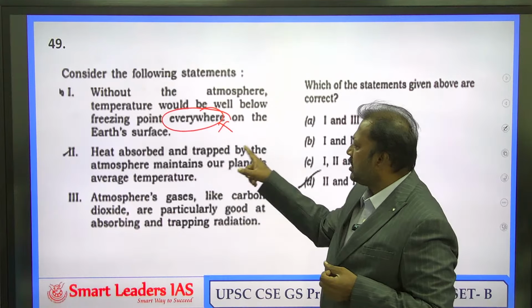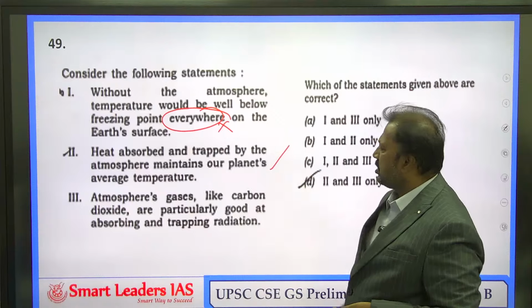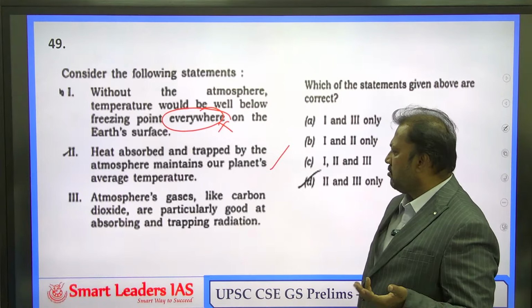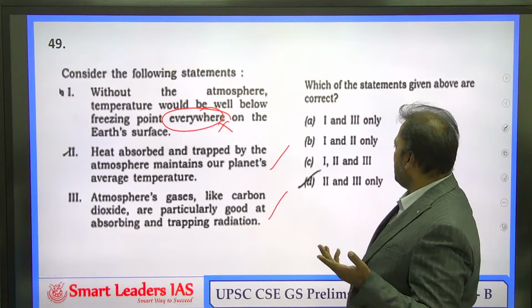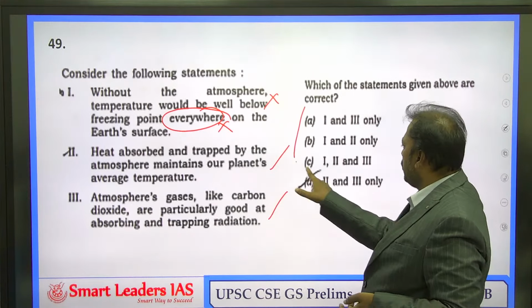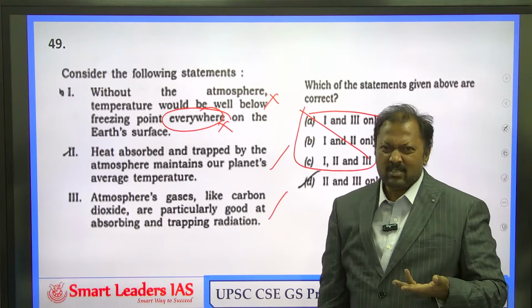Heat absorbed when trapped with the atmosphere maintains our planet's average temperature. This we all know. Okay, this is correct. Atmospheric gases like carbon dioxide are particularly good at absorbing and trapping heat, that also is the answer. So for example, if you remove this, one is not the answer, means all this will be going. Answer is only D. Simple.